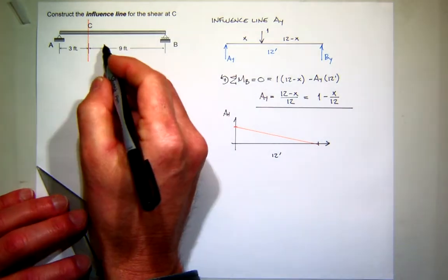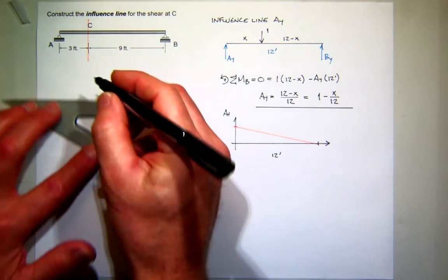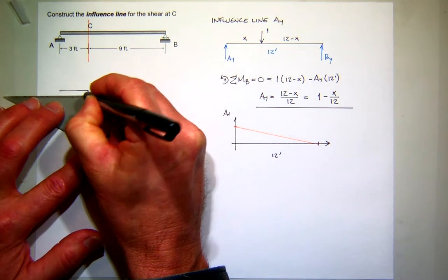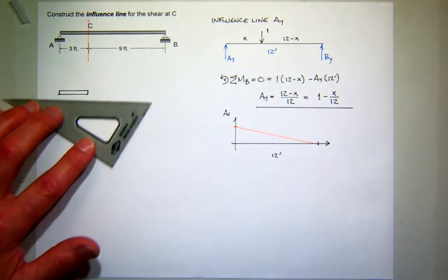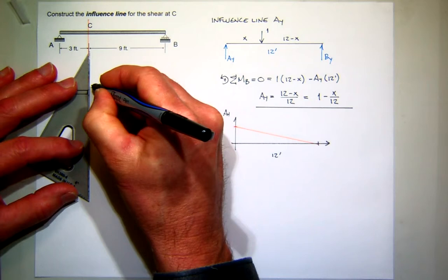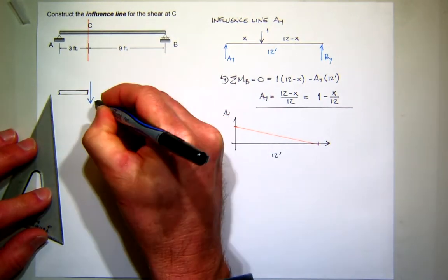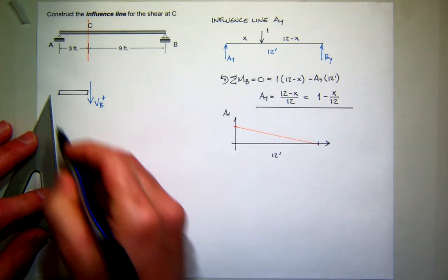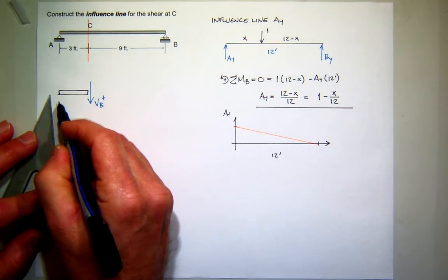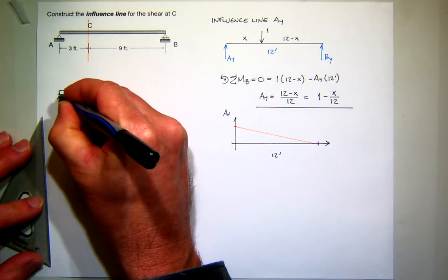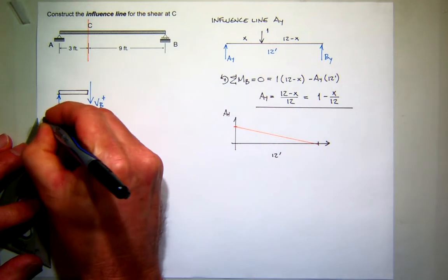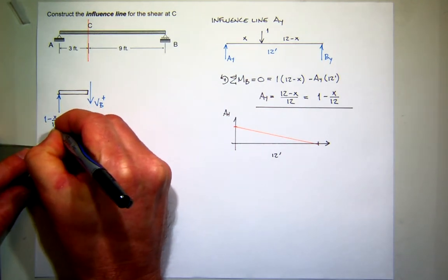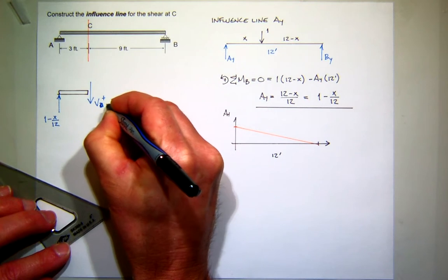So let's do the influence line for C. So what I'm going to do, I have AY, so I'm going to draw my free body diagram, and all I really care about right now is the shear at C, and I'm using that in the positive sense. What's my reaction at A? It is 1 minus X over 12. Thank you. Shear at C.